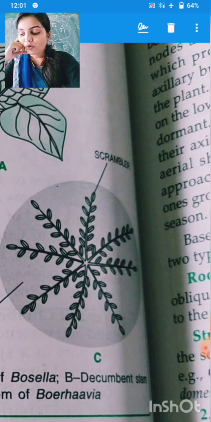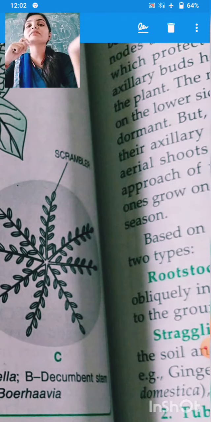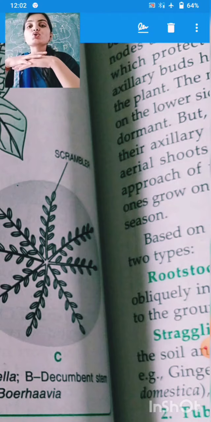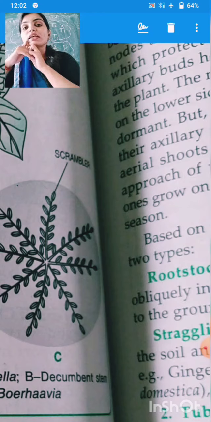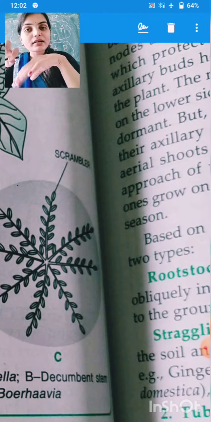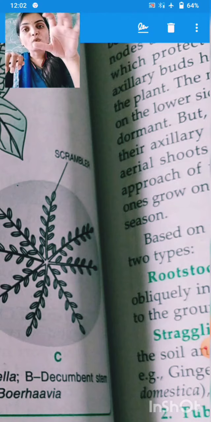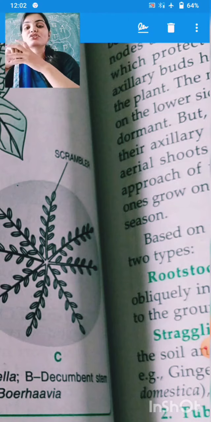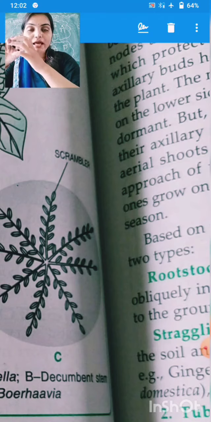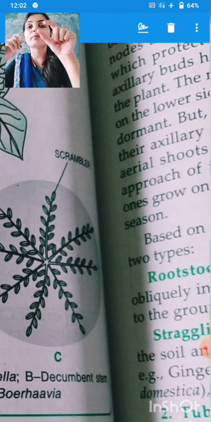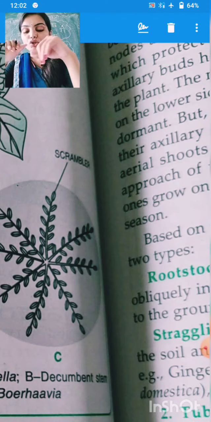Okay, now you can see the modification of stem, and which stem? We will see the underground stem, means the stem which is found under the soil. Okay, so if we are talking about the underground stem, the very first thing which will come into our mind is the potato and the ginger, because you also know that potato and ginger are modified parts of stem, underground stem. We dig the soil and then we find the ginger and potato. That doesn't mean that ginger and potato are the modification of root. They are the modification of underground stem, means the stem which is found underground in the soil.